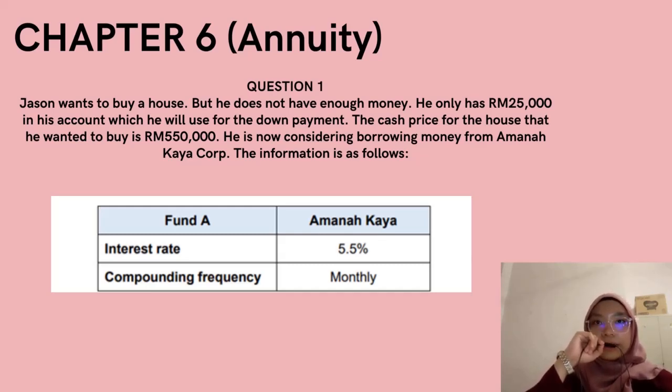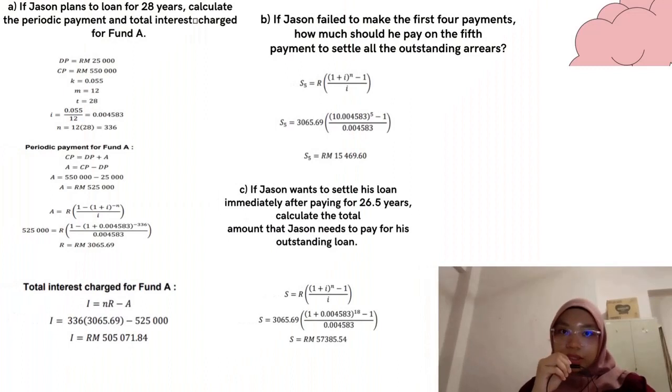Jason wants to buy a house, but he does not have enough money. He only has 25,000 ringgit in his account, which he will use for the down payment. The cash price for the house that he wants to buy is 550,000 ringgit. He is now considering borrowing money from Amanah Kaya Corp. The information is as follows. The interest rate for Amanah Kaya is 5.5%, the compounding frequency is monthly, and T equals 28 years.